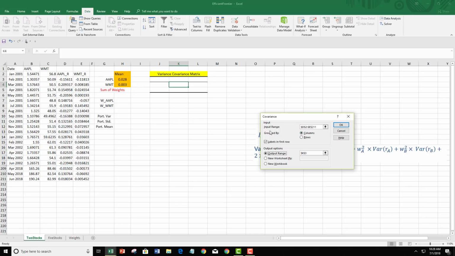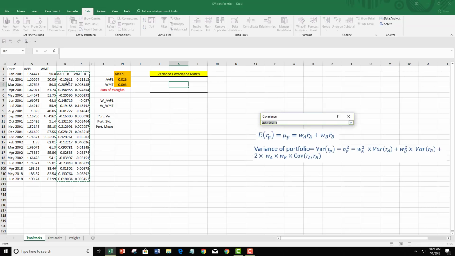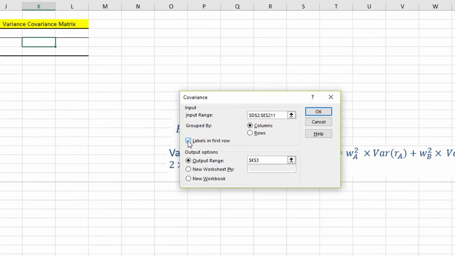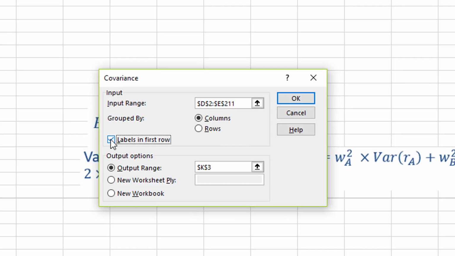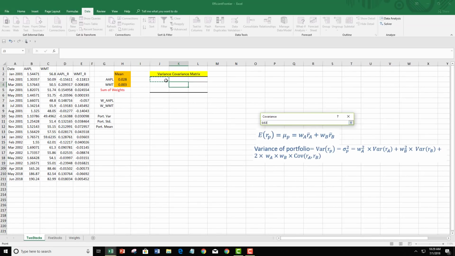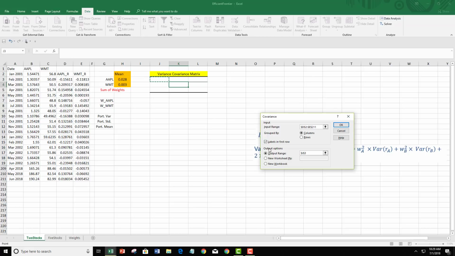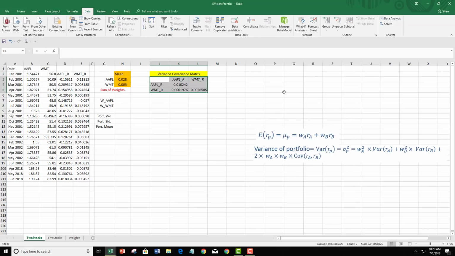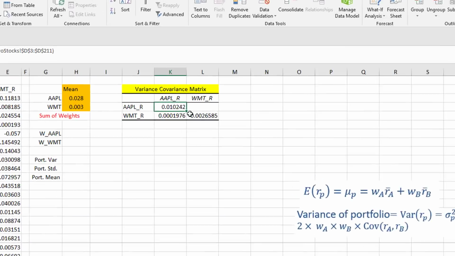Now you have to choose the data range. Once you click on this arrow, you can choose all the return series that you are going to compute the variance covariance matrix for. Next, you have to indicate that you have the labels in the first row. Then for the output range, choose where you want to put the output. For me, I'm clicking on this arrow and I'm going to put that right here. Once you make all those selections, click OK, and now it gives us the variance covariance matrix.